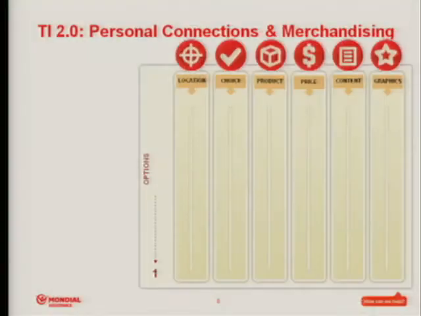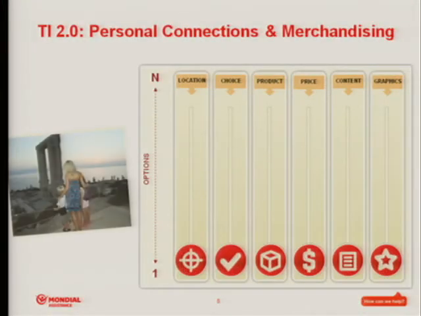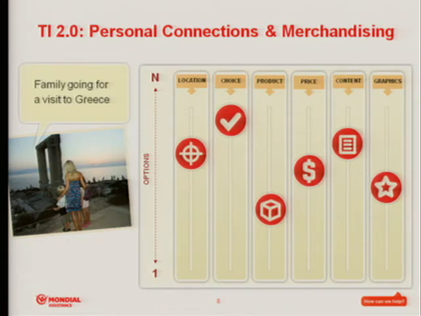So how do we make those personal connections? By leveraging all these things, where the offer is located, the kind of choice we give somebody, whether it's opt-in or opt-out or forced choice, we can manipulate all those, the product that we offer, the price that we offer it at, the content that surrounds it, and the graphics, all designed to differentially speak to those people who are going to Greece. Okay?